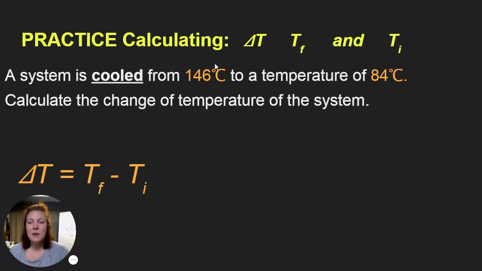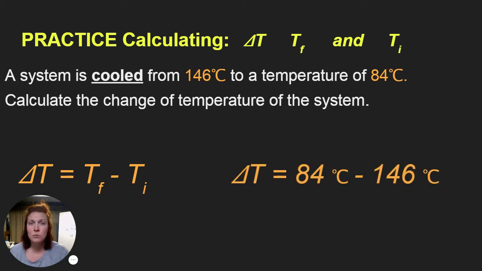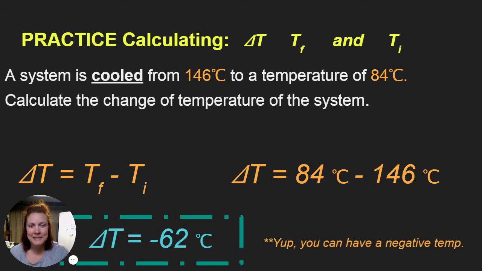Finally, we have a system that is cooled from 146 degrees Celsius to a temperature of 84 degrees Celsius. Calculate the change in temperature. We're starting at 146 and ending at 84 degrees Celsius. This is where a lot of students mess up and flip-flop the order in which they're supposed to subtract. We get really used to taking a small number from a big number, but in this case, we're actually going from 146 degrees to 84 degrees Celsius. So our change in temperature is going to be negative 62 degrees Celsius.